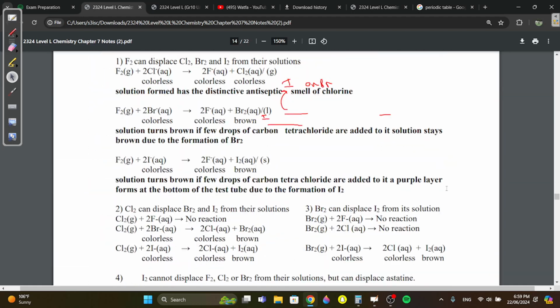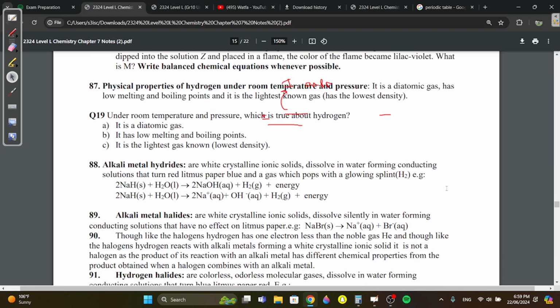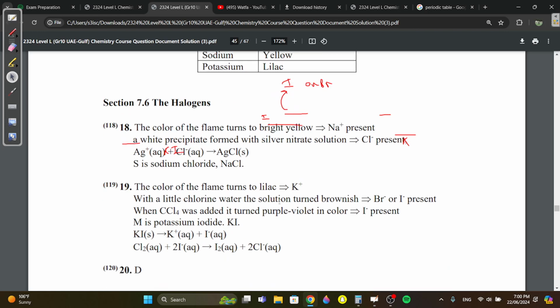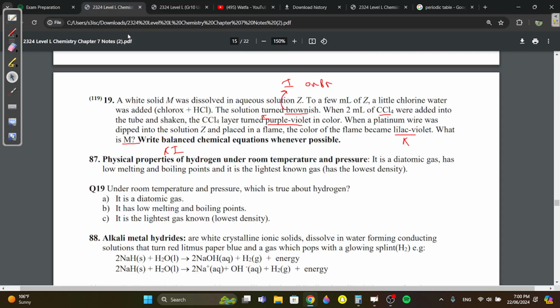Let's go back to the question. When a platinum wire was dipped in, the flame became lilac violet. If it's lilac violet, that means it's K. What is M? Obviously, it will be KI. What can I write here for a balanced equation? I don't know. Let me check the answer. Okay, M is potassium iodide. Did they say it's dissolved in water? Yeah, they said it's dissolved in an aqueous solution.